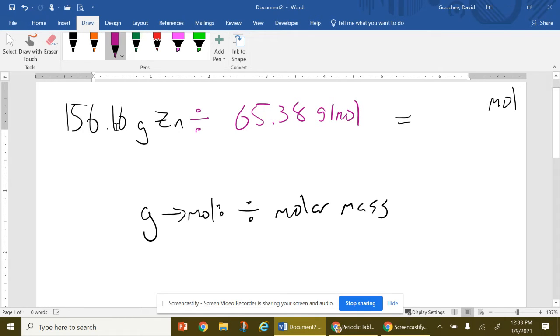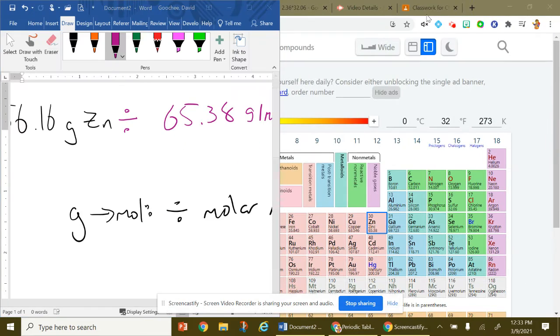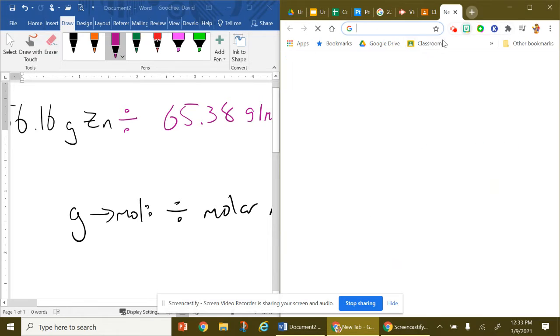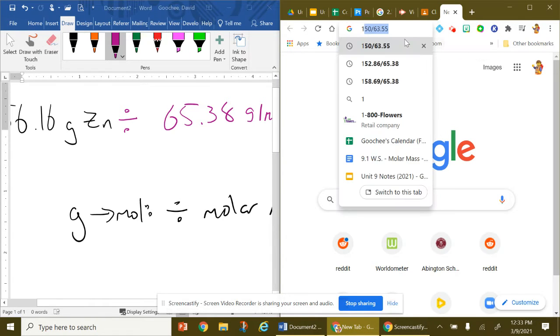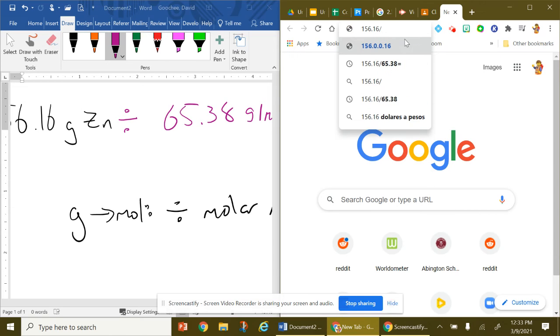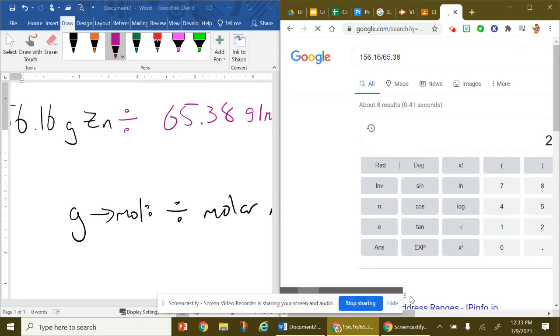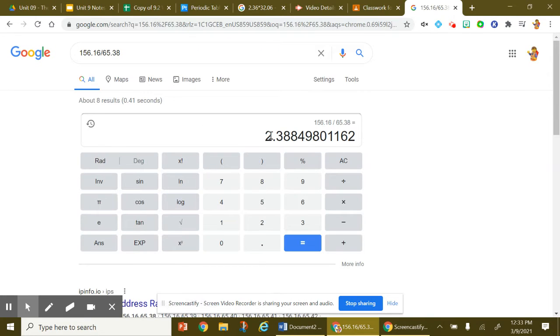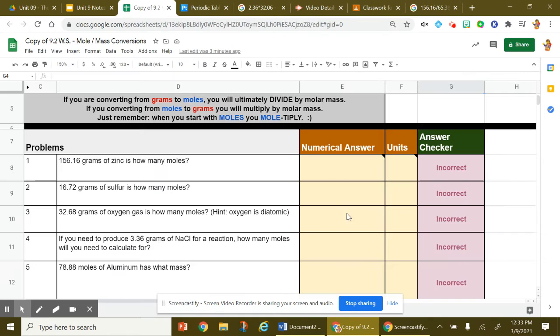So 156.16 divided by 65.38. And what do I get? I get 2.388, or 2.39. So here we go: 2.39 moles. And I'm correct. Very good.